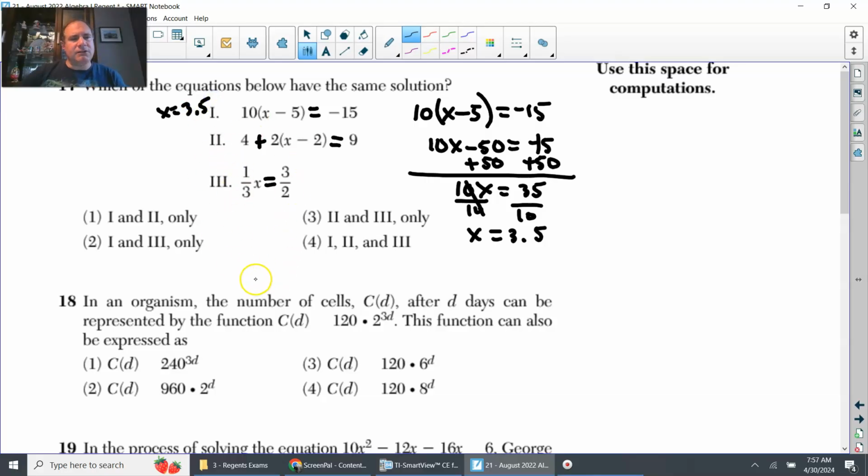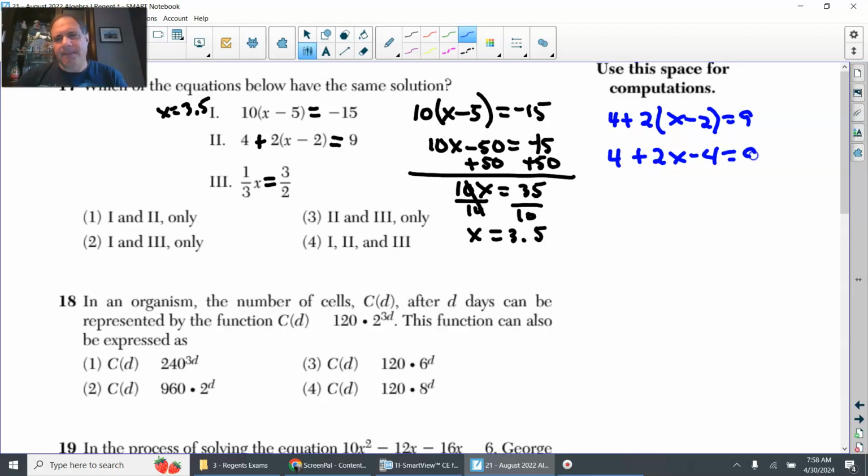Let's go ahead and look at your second one. And I wrote it over here. And I do distributive property. That cancels out. So this is 2x equals 9. So you're dividing by 2. So 2 is not an answer. 2x is 4.5. But now we have to do the third one.